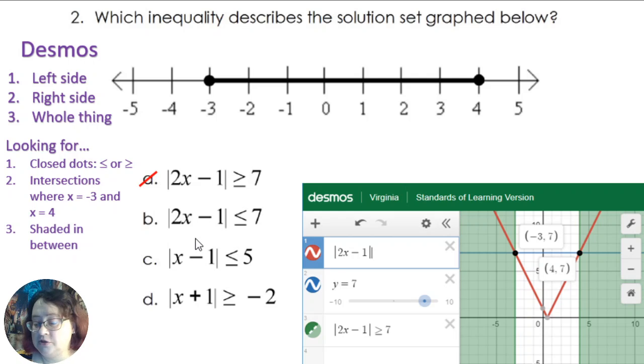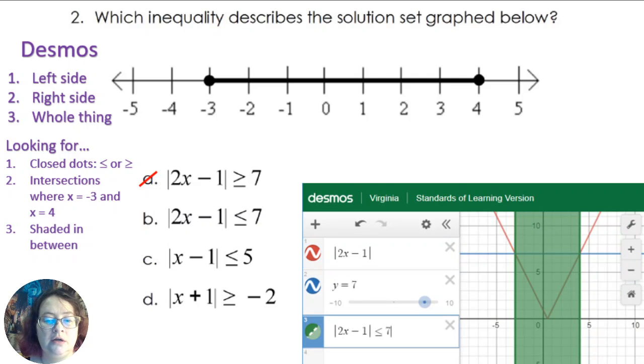We mark out answer choice A. And if we notice for B, the only thing that changes between A and B is the symbol right here. It changes from greater than to less than. So my left side is still the same as it was, as is my right. But the whole thing, I need to change the symbol to a less than or equal to. So in the third box, I'm going to make that change. And we see now it's shaded in between.